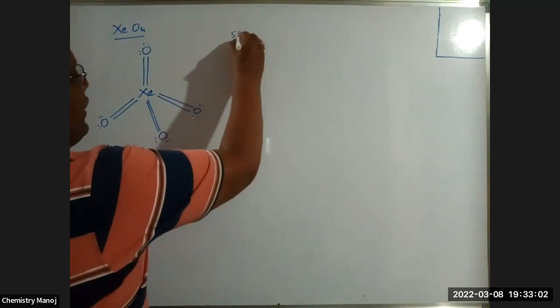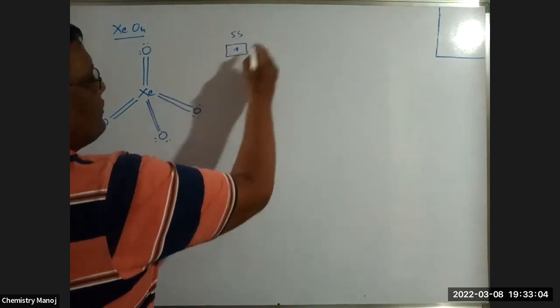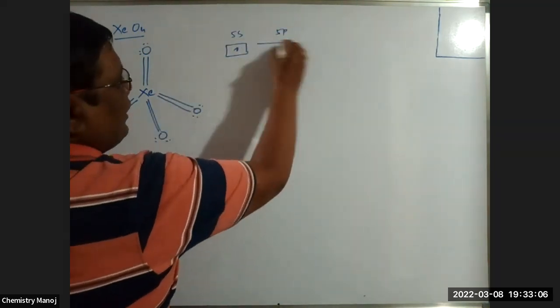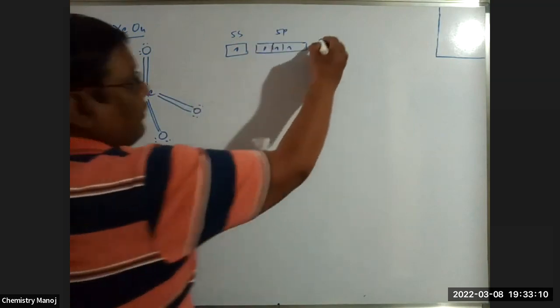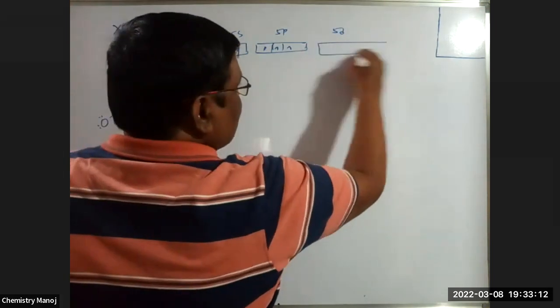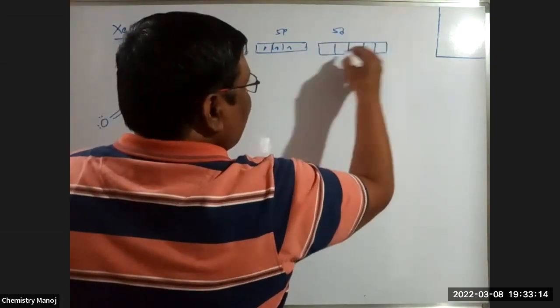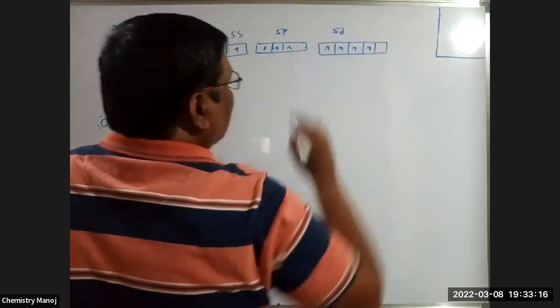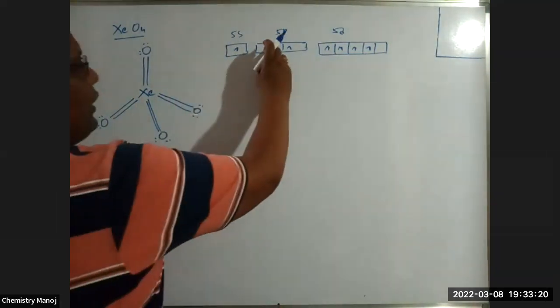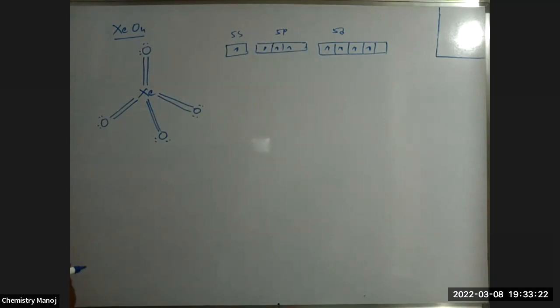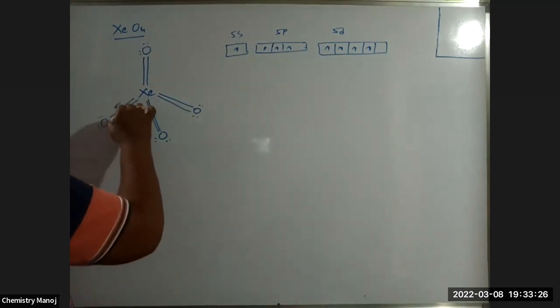So that is why: the 5s orbital has 1 unpaired electron, the 5p orbital has 3 unpaired electrons, and the 5d orbital has 4 unpaired electrons. What is the excited state? Fourth excited state. How many unpaired electrons are here in total? 8 unpaired electrons.